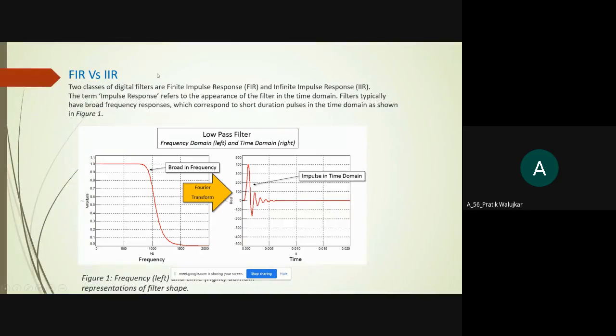So, in this slide, FIR versus IIR. There are two classes we already studied: FIR and IIR. The term impulse response refers to the appearance of the filter in the time domain. Filters typically have broad frequency responses which correspond to short duration pulses in the time domain, as shown in the figure. This graph shows the low pass filter frequency domain, this is left side, and time domain, this is right side.